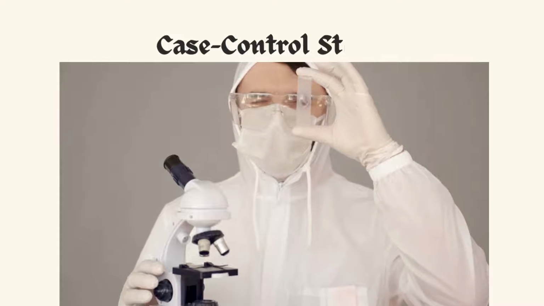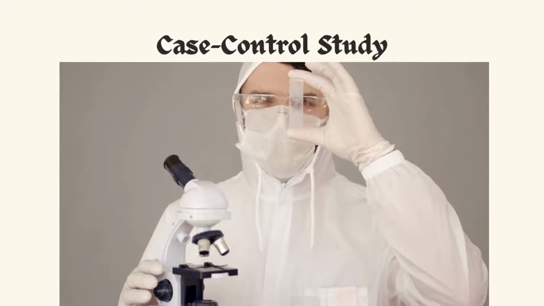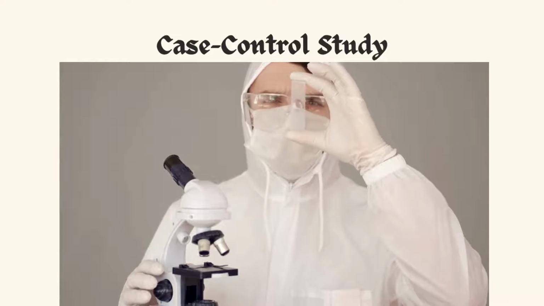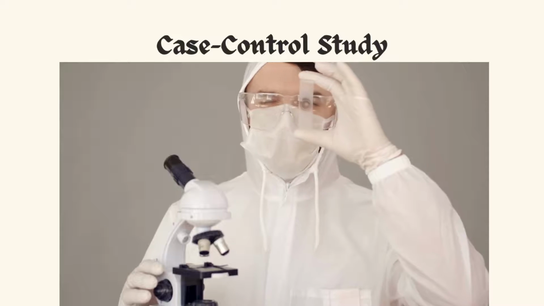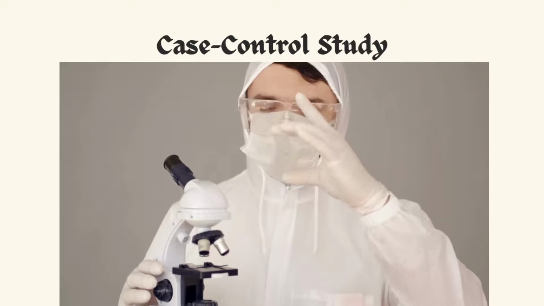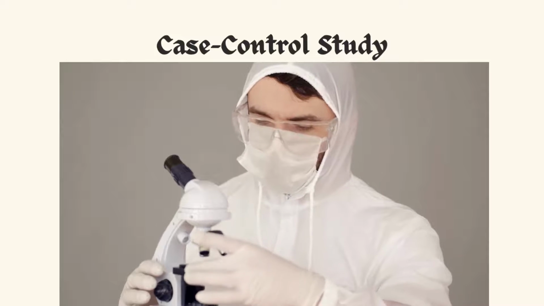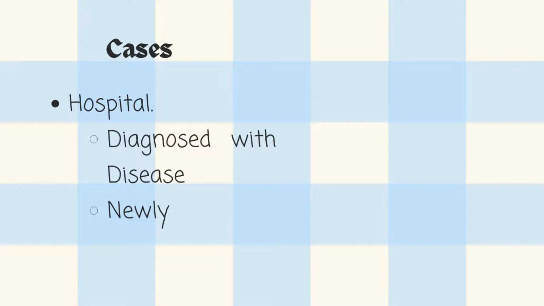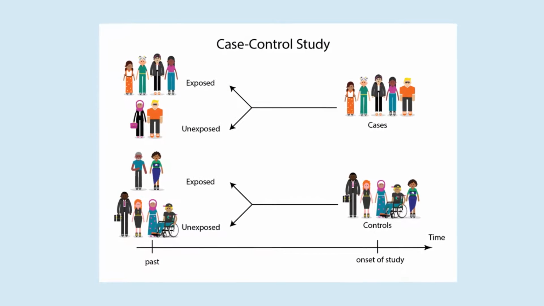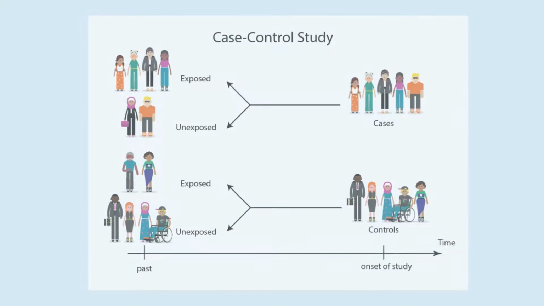In a case control study design, the sampling is basically done based on the outcome or the disease. So, cases are selected usually from hospitals, where individuals already diagnosed with the disease or those who are newly diagnosed reach hospital. So they are selected as the cases in this study design.